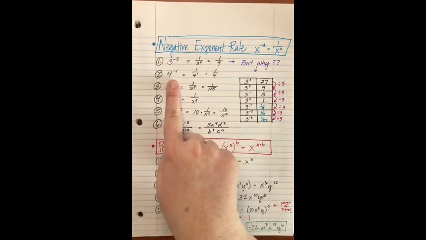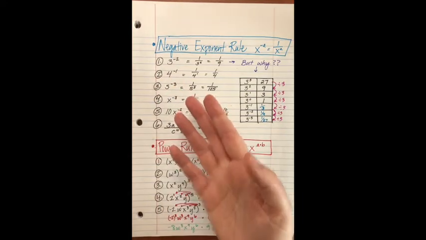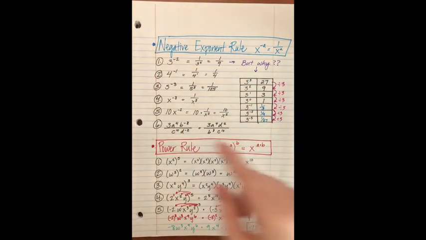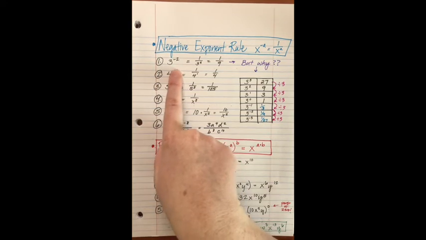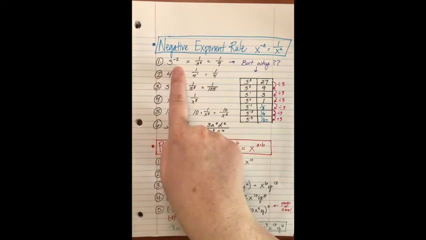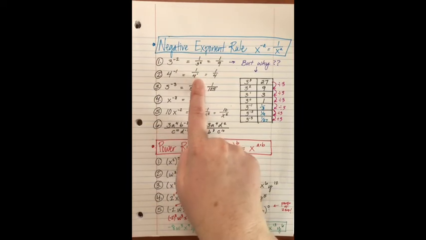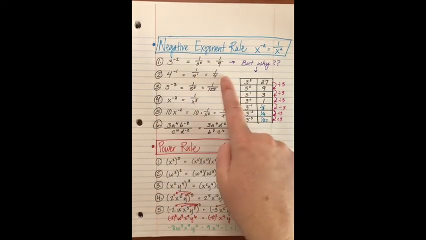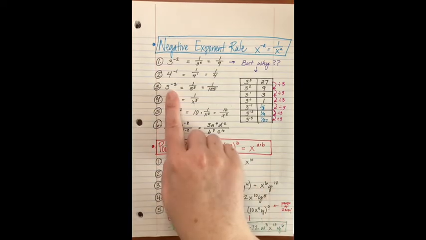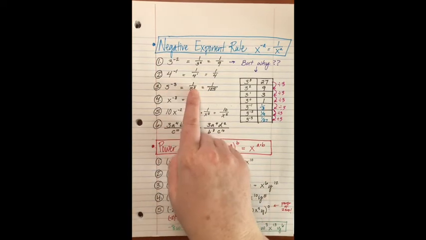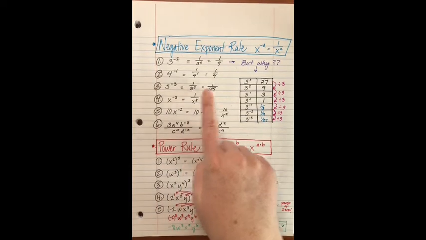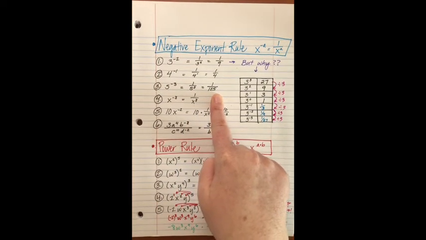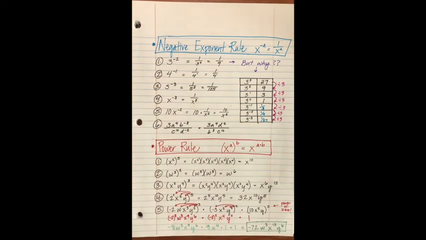So number 2, 4 to the negative first power. You can make a chart every single time, but that gets time consuming. I just think, okay, I've got to change that negative 1 to a 1. How do I do it? I've got to move this to the denominator. So 1 over 4 to the first power, which ends up being 1/4. 5 to the negative third, change that to 1 over 5 to the positive third, which is 1 over 125. X to the negative eighth, I don't want a negative exponent, so I fix it: 1 over x to the eighth.